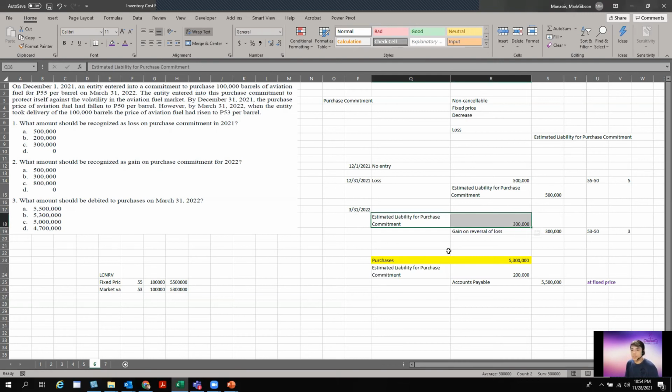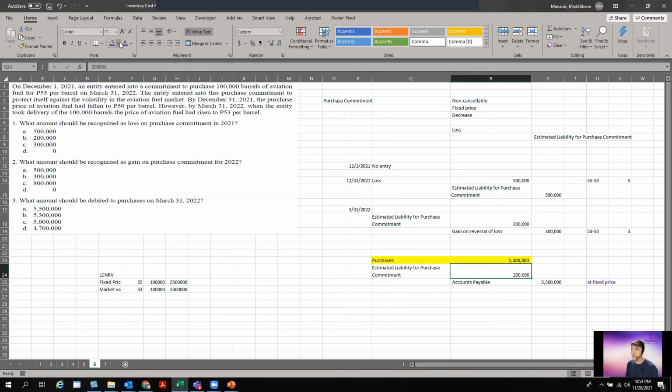So in order to close that, we have to debit estimated liability for purchase commitment for 200,000. Of course, the credit accounts payable, sabi natin, this is at fixed price. Fixed at the purchase commitment price. So that would be 55 pesos. So 55 pesos multiplied by 100,000, yan yung accounts payable natin or 5.5 million.